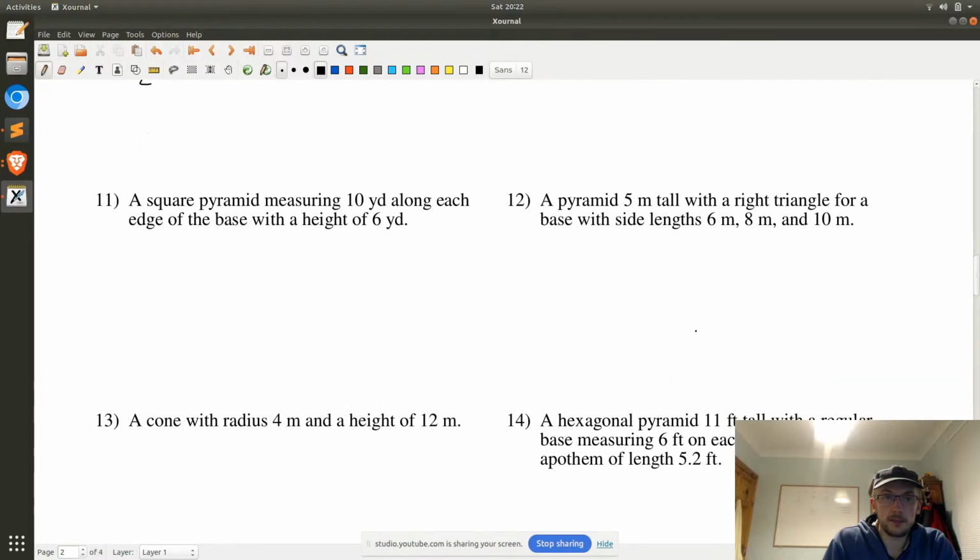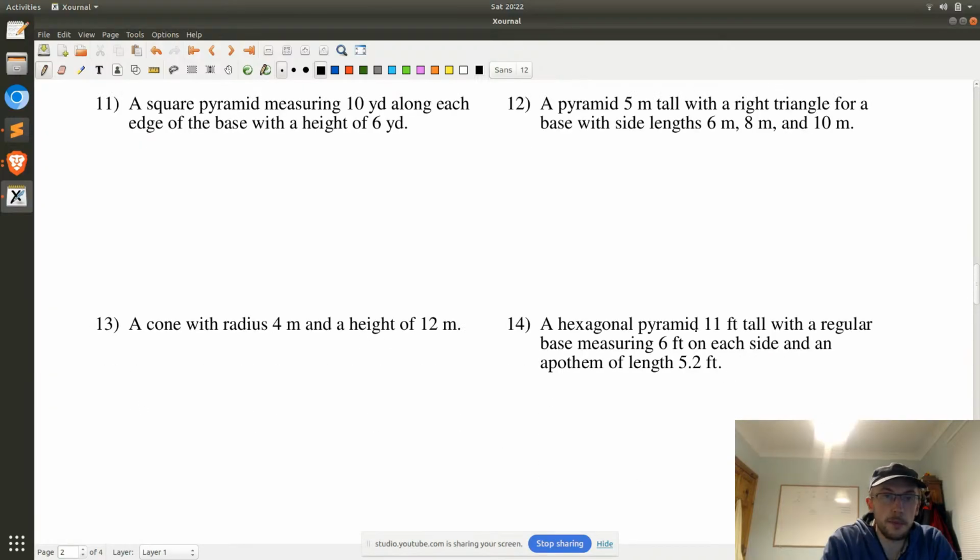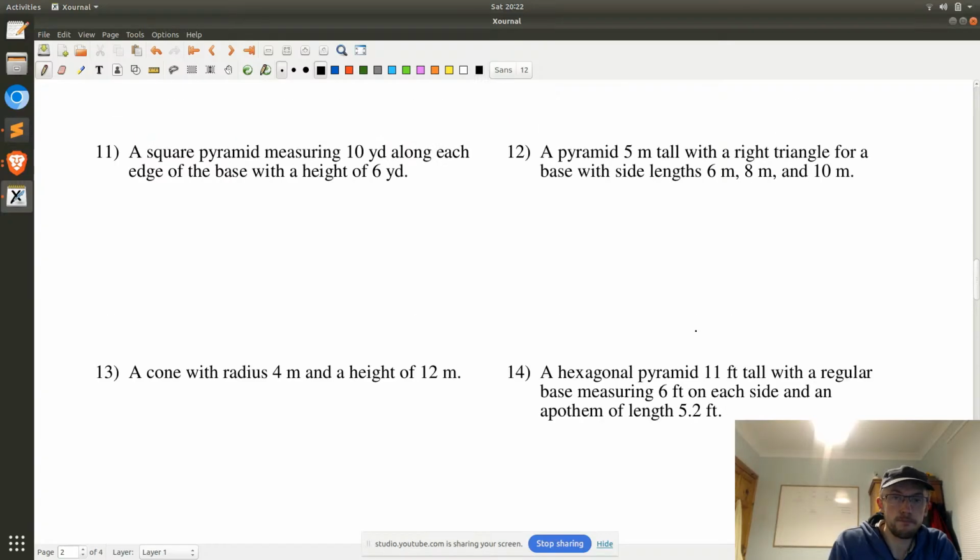And now some worded versions. A square pyramid measuring 10 yards along each edge of the base with a height of 6 yards. Okay, so it had to have a 100 square yard base, times that by the height, giving us 600 cubic yards, and divide all that by 3 to give us 200 cubic yards.